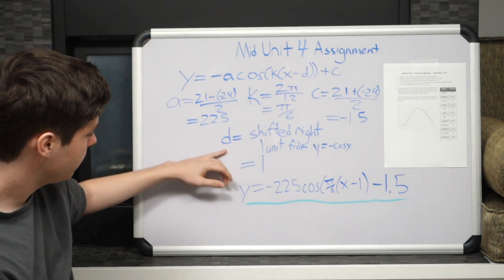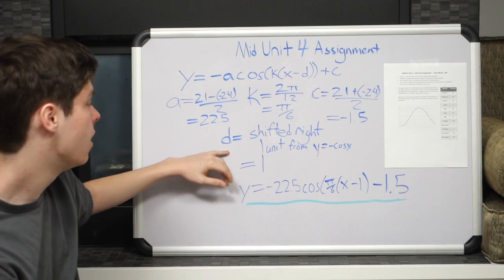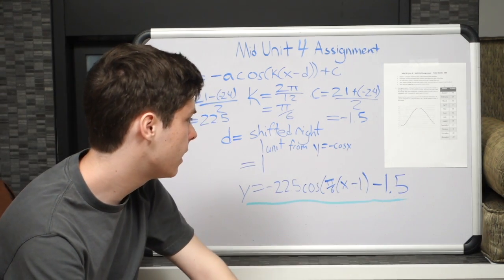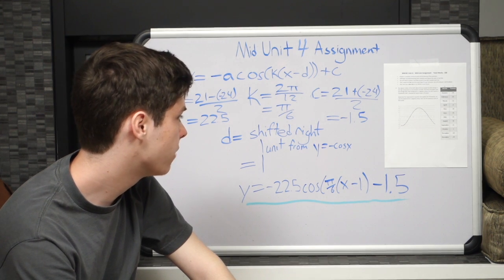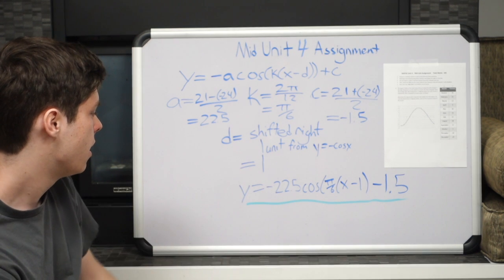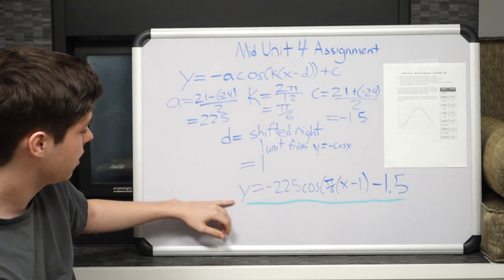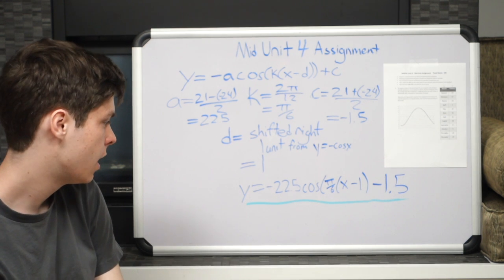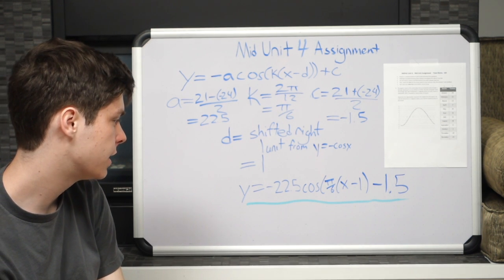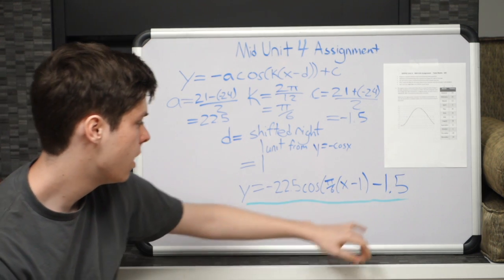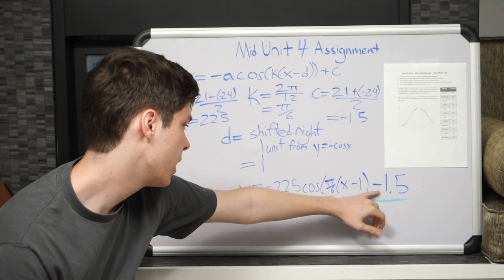And then lastly, we need to find the d value. If you're looking at this graph, you can see that it is shifted 1 unit to the right. Therefore, d equals 1. So we have the final equation, which is y equals negative 22.5 cos bracket pi over 6, and then in smaller brackets x minus 1, brackets minus 1.5.